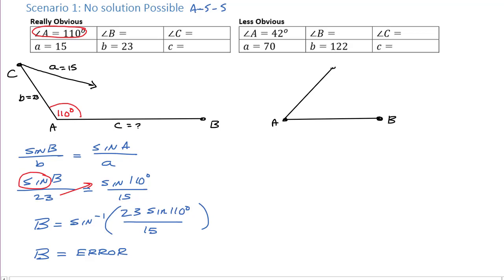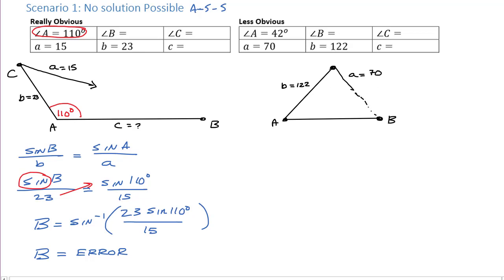Same problem, same scenario. Okay, so we have side B again, which is 122. We have side A. Now A is 70, so maybe it does reach. I don't know. Maybe it's a little bit longer. Maybe it reaches to B, maybe it doesn't, right? It's not going to, but maybe we don't know at this point yet. So I'm just going to draw it to here, right? There's A equals 70. All right, so maybe it reaches down, right?